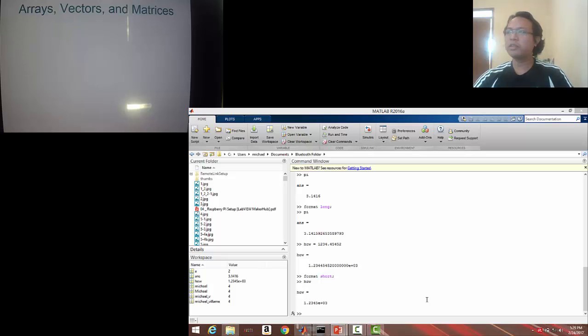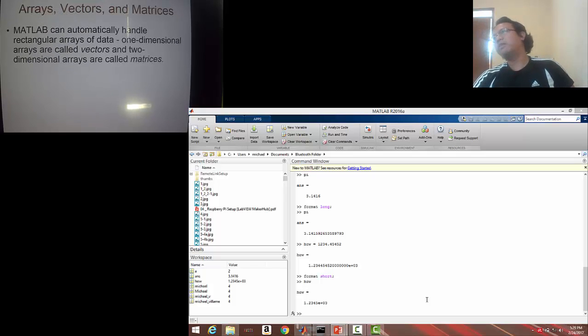Arrays, vectors, and matrices. I think we know what a vector is. Maybe array is a little confusing, but you have met arrays before in computer programming, and in MATLAB it's quite easy to do. But we will just limit ourselves to matrices. A matrix is like a two-dimensional array. MATLAB can automatically handle rectangular arrays of data. One-dimensional arrays are called vectors.